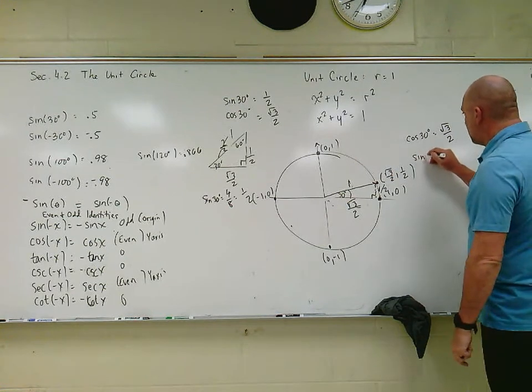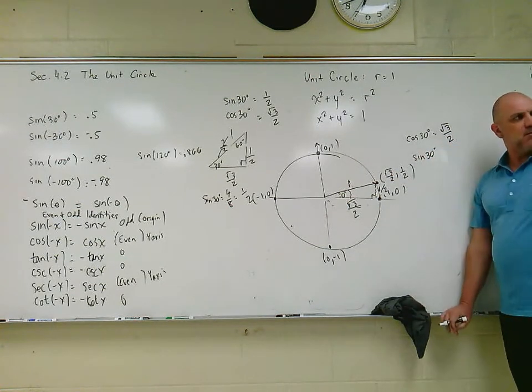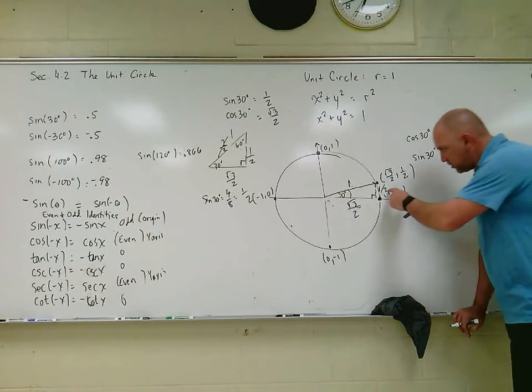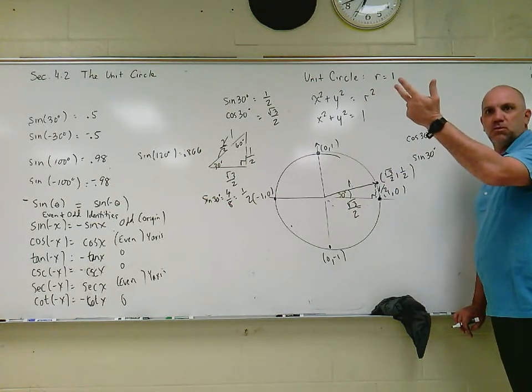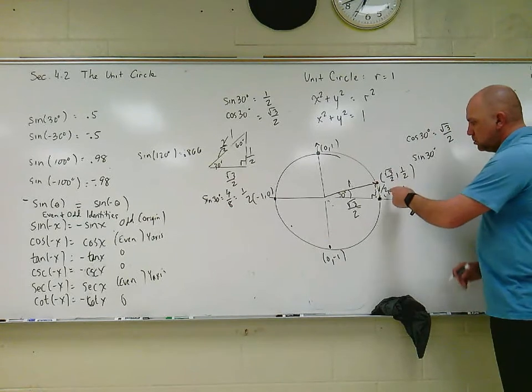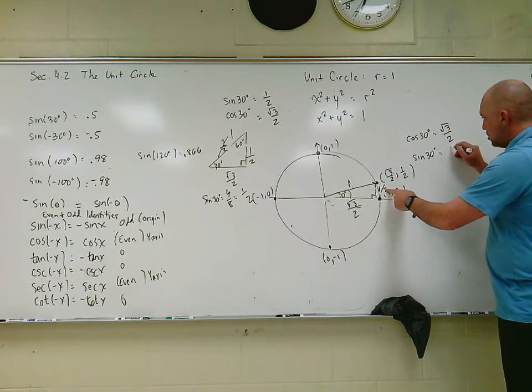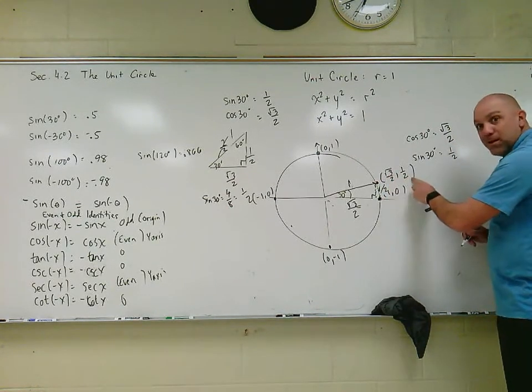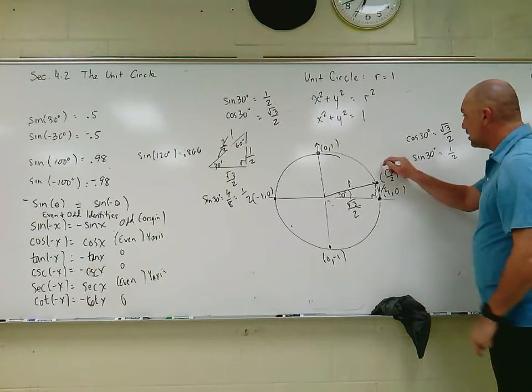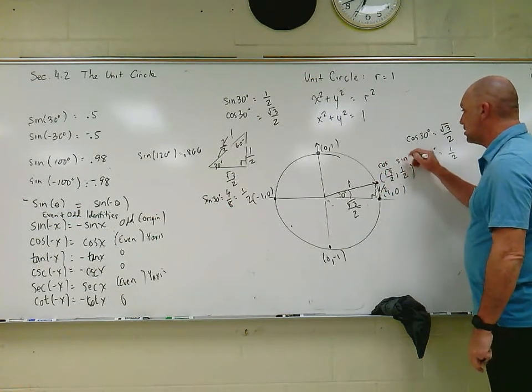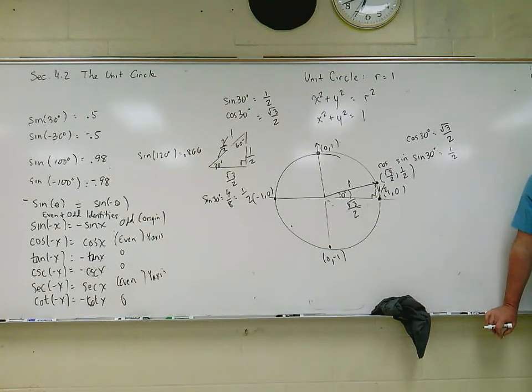If I want sine of 30 degrees, what's the same? Opposite over hypotenuse, but my hypotenuse is 1. So notice that the point, that's actually cosine, and that's actually sine. And that's why the unit circle is so nice, because the coordinates are the cosine and sine of the angle. That's why we like it. Because when you see the point, you automatically know the sine and cosine.